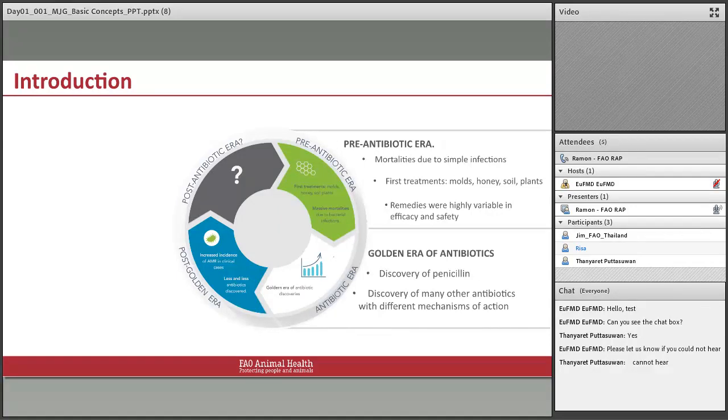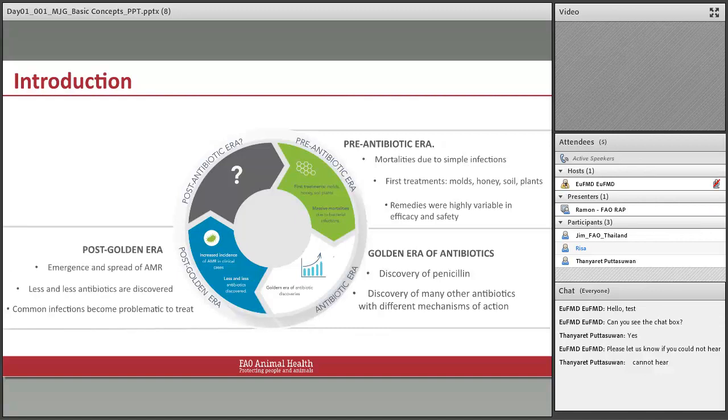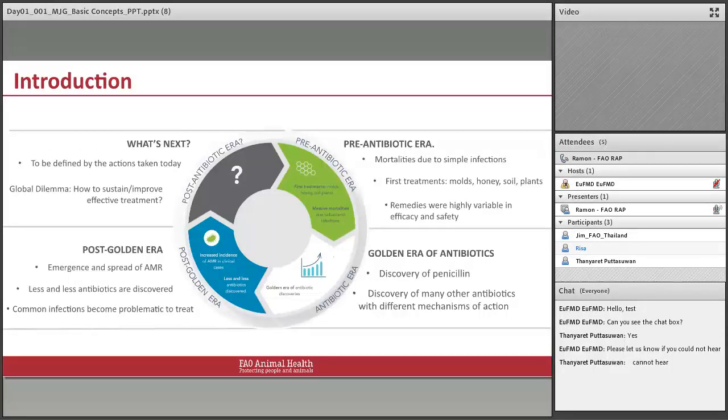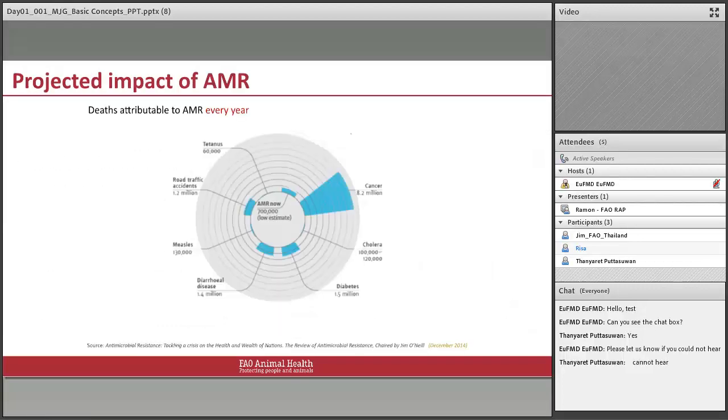And then came the antibiotics, which is the golden era. These addressed many of the infections, and they were treated immediately as wonder drugs. But then after this, post-golden era, they started to see antimicrobial resistance because there was some misuse and wrong use of the antibiotics. Now, what is next will be in your hands. That's why it is very important that as veterinary students, you recognize your role in this phenomenon, because what will happen next will be in your hands.